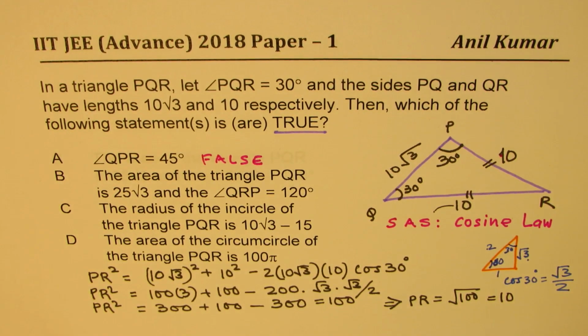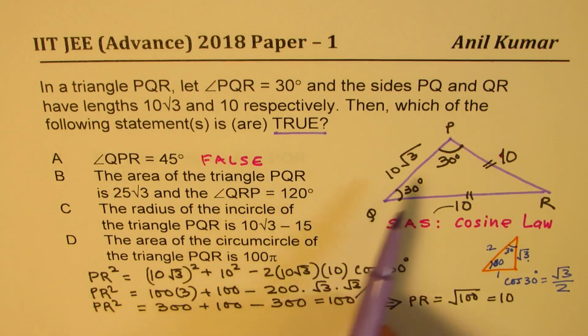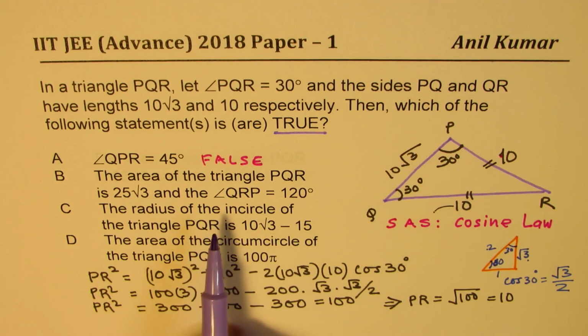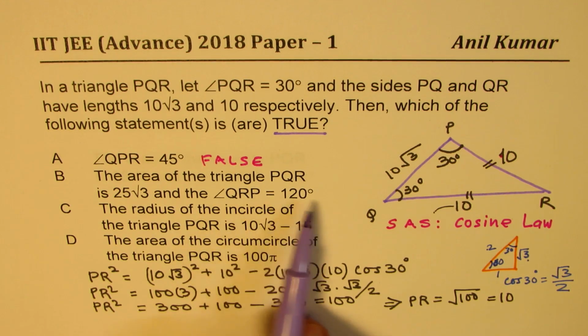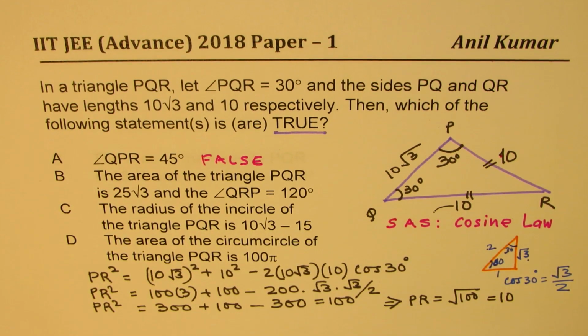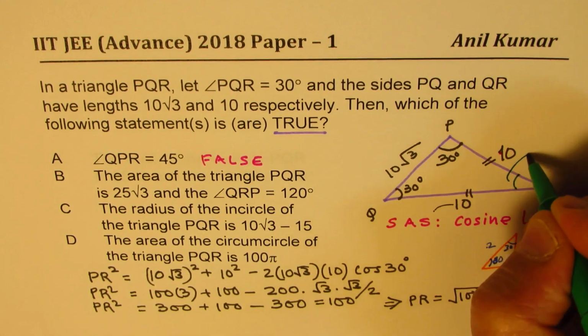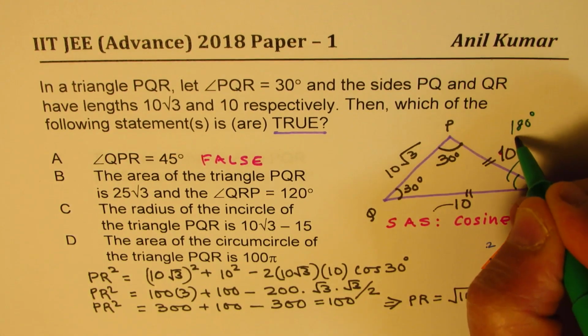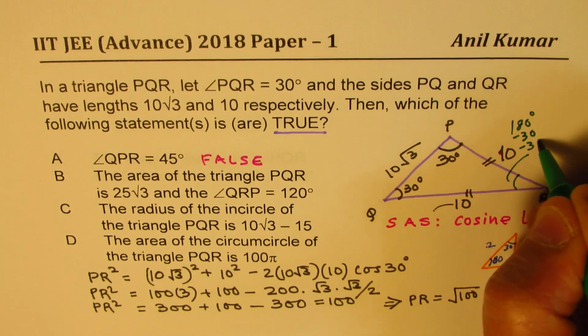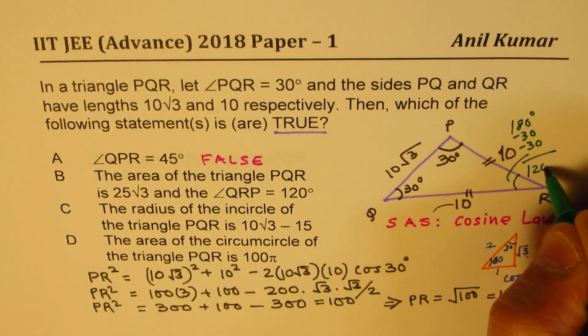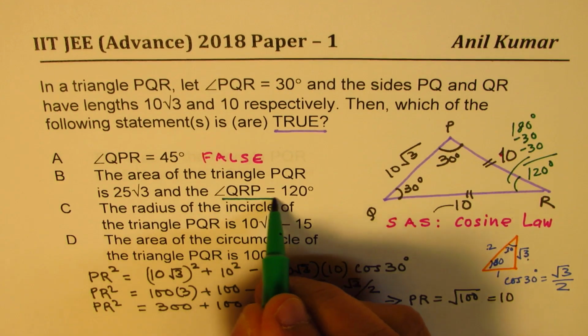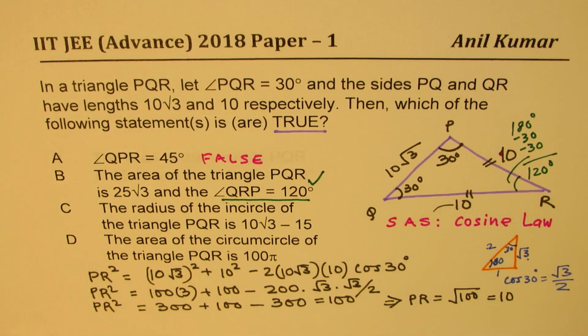Okay, so let's move on and see what the area of the triangle PQR is, and also we have to find the angle QRP. Well, angle QRP we can still find. So let me do that part. Angle QRP will be what? 180 minus 60, right? So this equals 180 degrees minus 30 minus 30, which is 120 degrees. So this part is correct.